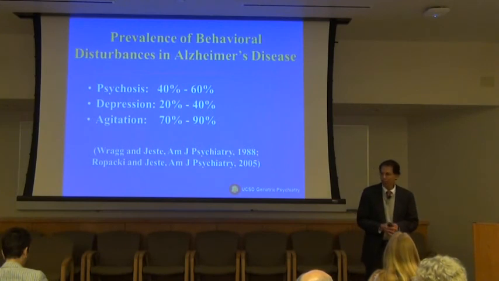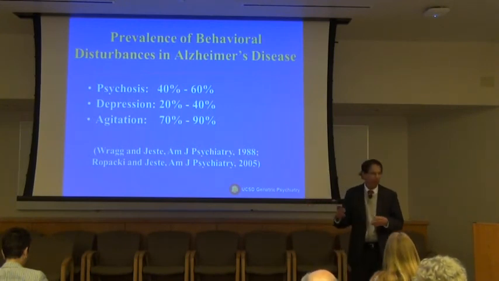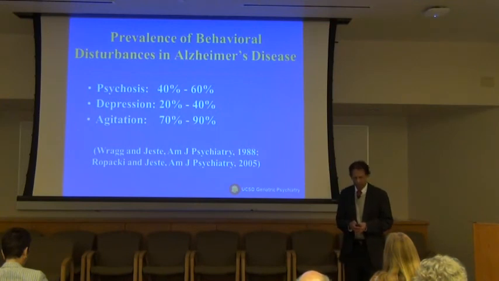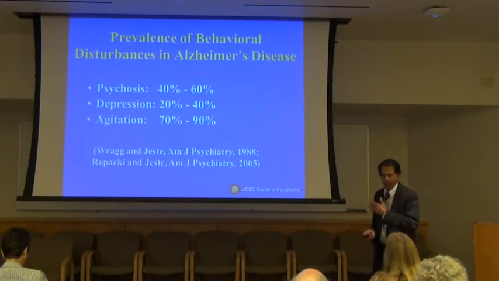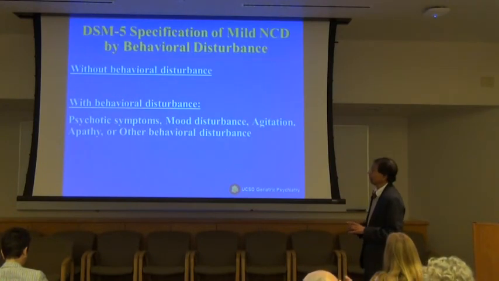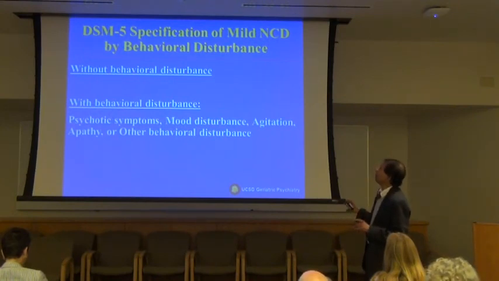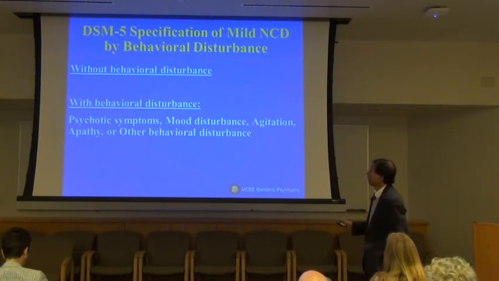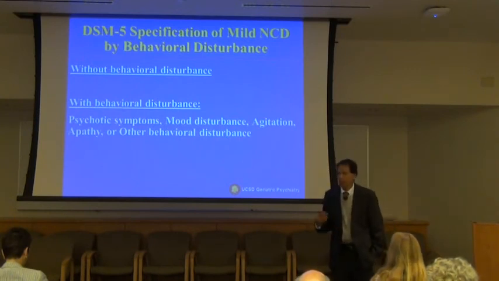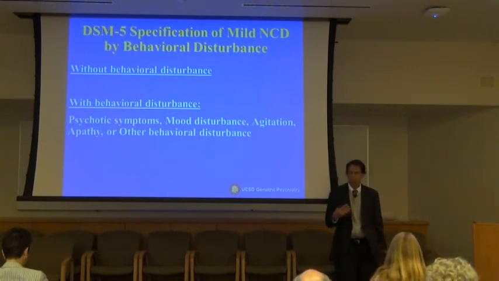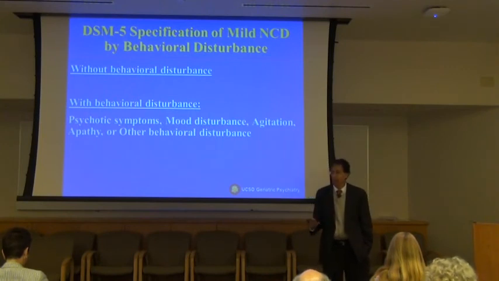Unfortunately, that's one of the disadvantages of democracy, is that you have to go by what the consensus is. And so the consensus was not to go with more definitive criteria because we don't have enough evidence. But again, this is something that I think will change. So right now what we had done is, when you diagnose major or mild neurocognitive disorder, you say without behavioral disturbance or with behavioral disturbance. And with includes psychotic symptoms, mood disturbance, agitation, apathy, or other behavioral disturbance. Other behavioral disturbance may include sleep problems, hypersomnia, insomnia, screaming, wandering.